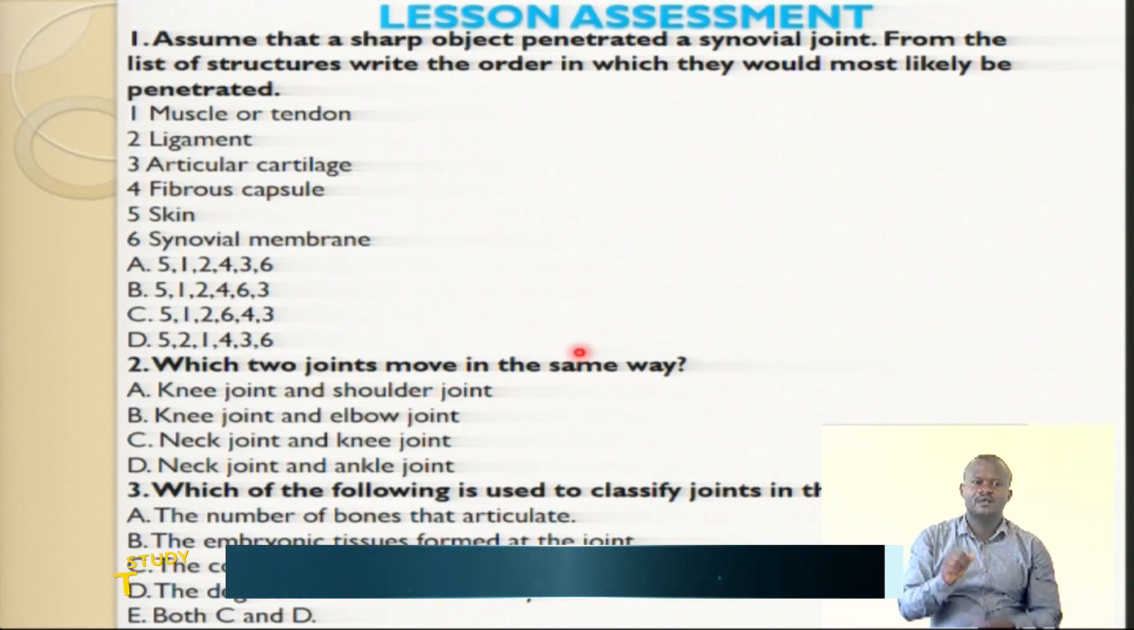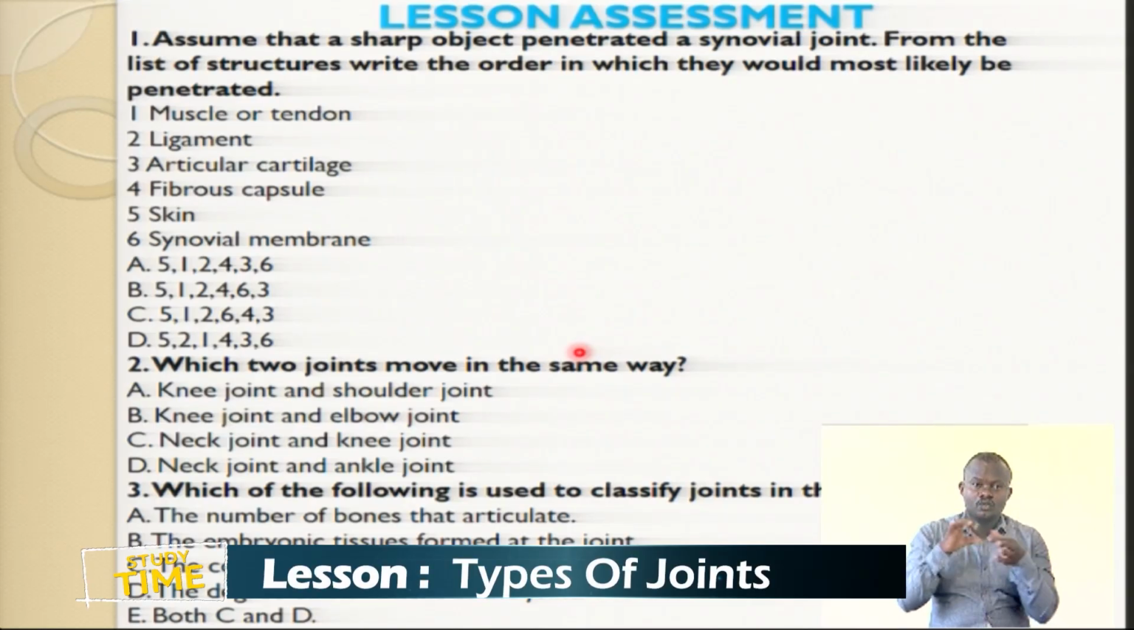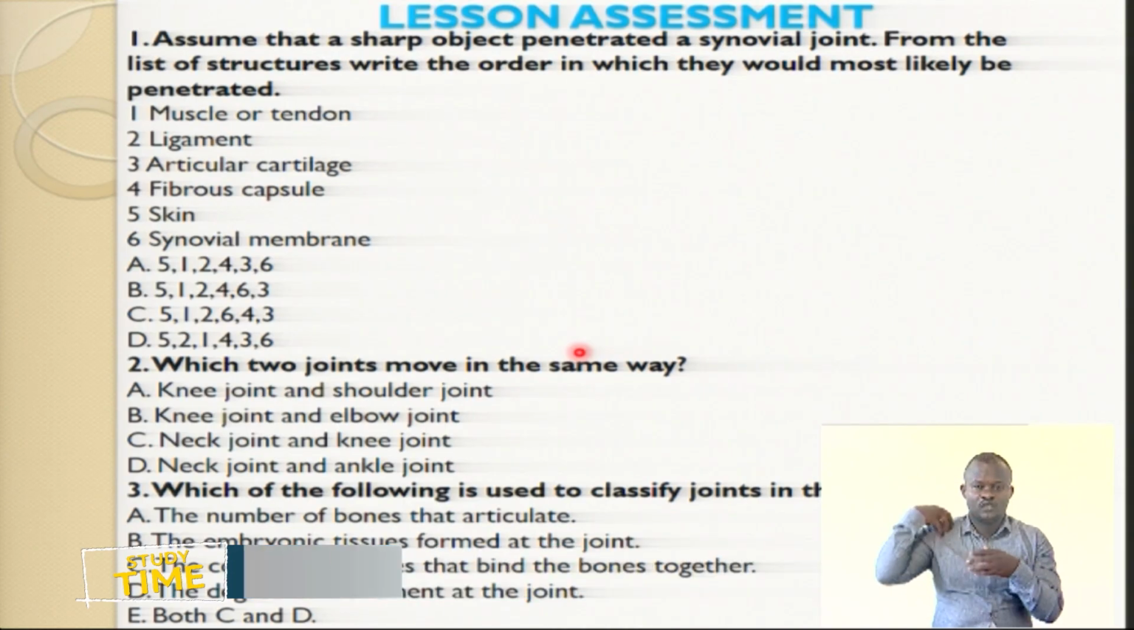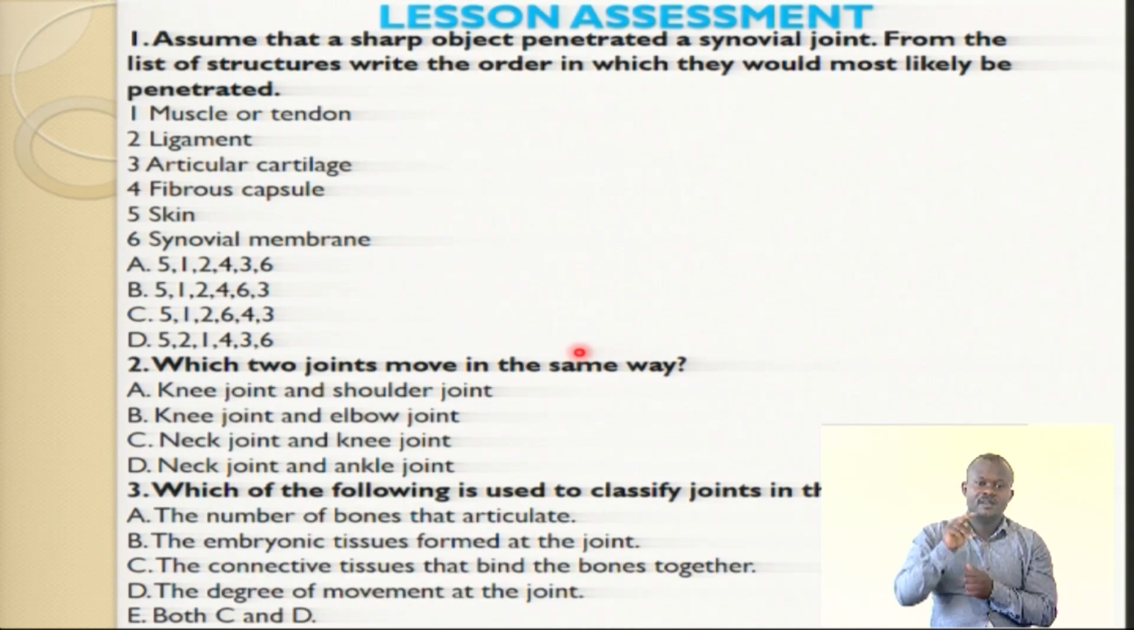Number two, which two joints move in the same way? A, knee joint, shoulder joint. B, knee joint, elbow joint. C, neck joint, knee joint. D, knee joint, ankle joint. So you choose among these joints the ones that will move in the same direction.